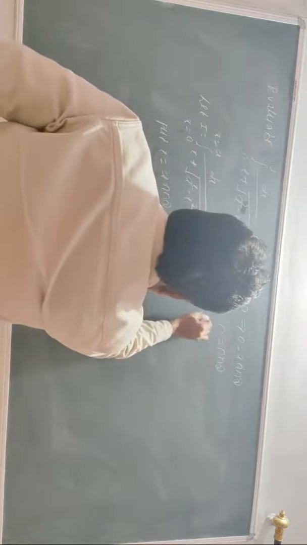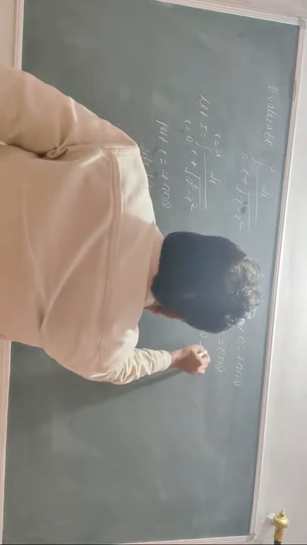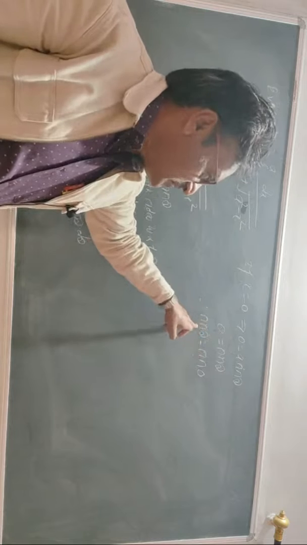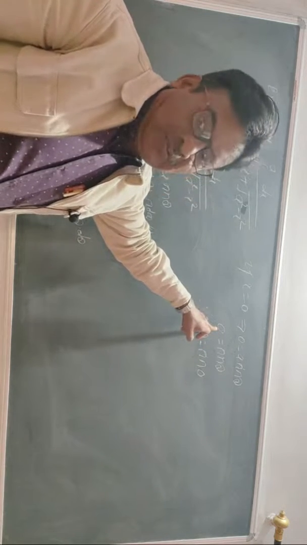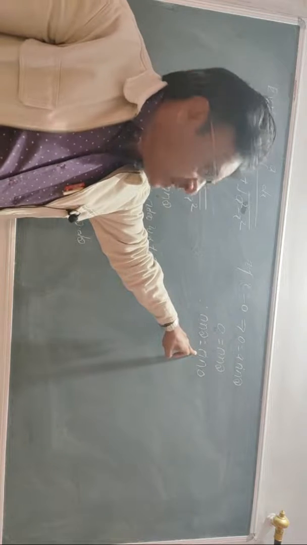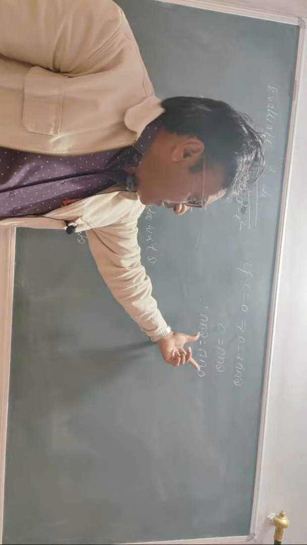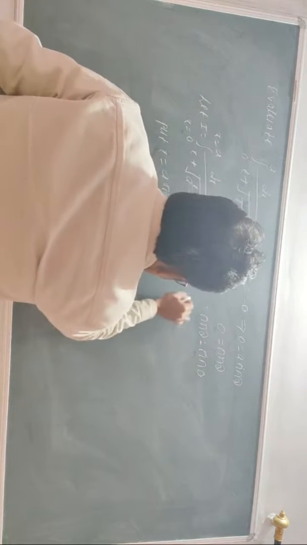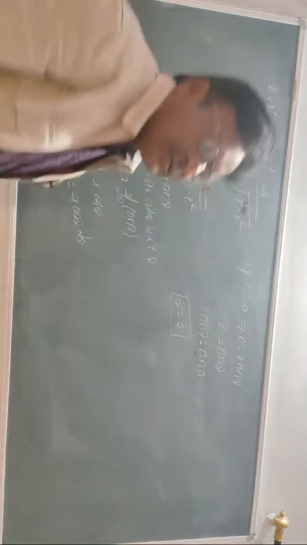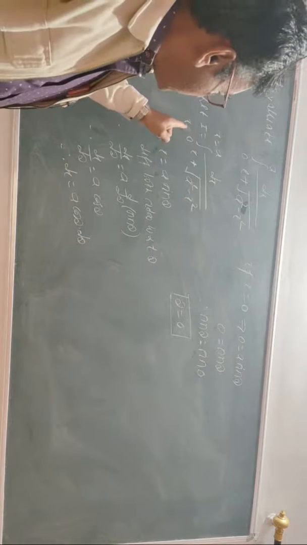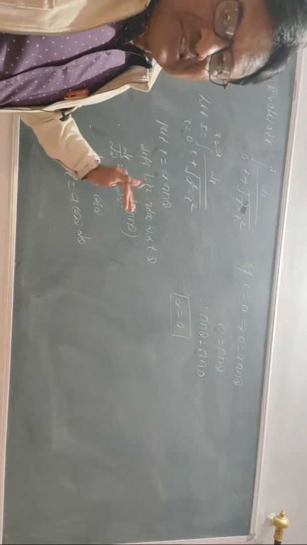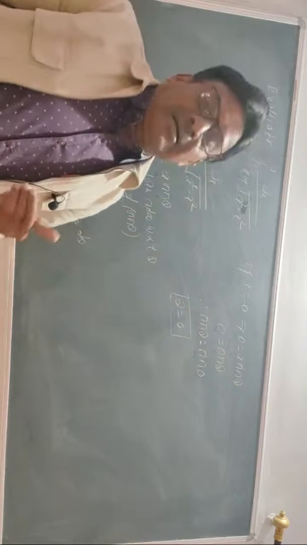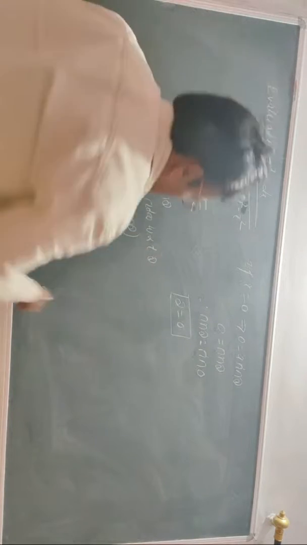Therefore sine theta equals 0, and 0 is the value of sine 0, because we know that sine 0 equals 0. So 0 can be written as sine 0. Then equating, we get theta equals 0, and this is the new lower limit. Here the limits are present in terms of x; after substitution, we find the limits in terms of theta. Remember this.